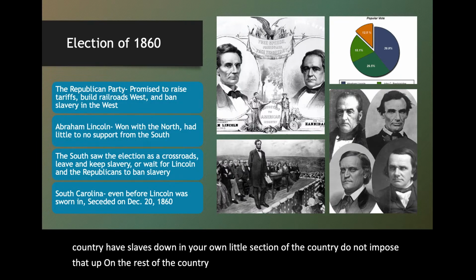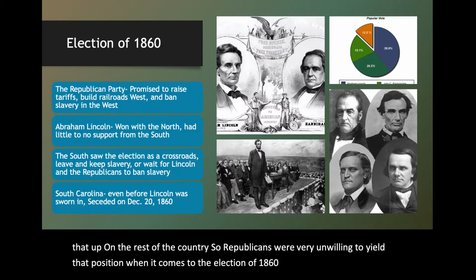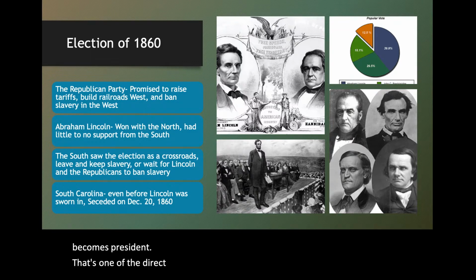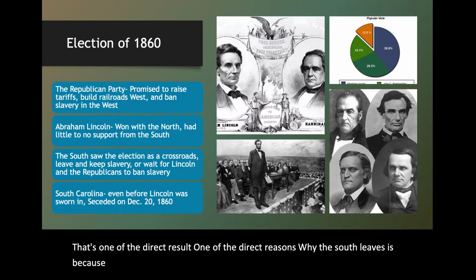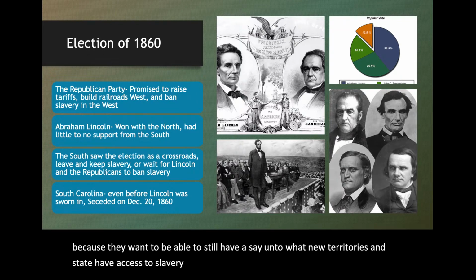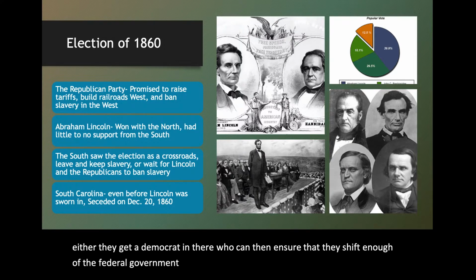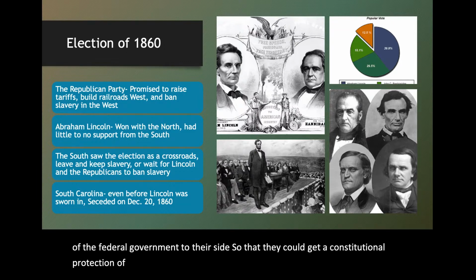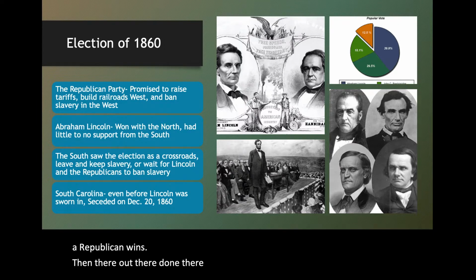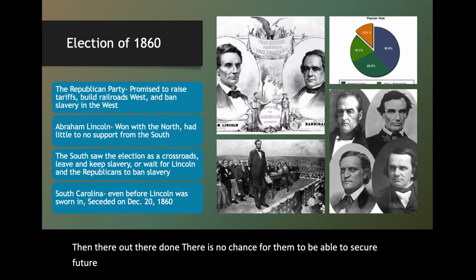So the Republicans were very unwilling to yield that position when it comes to the election of 1860, when Abraham Lincoln becomes president. That's one of the direct reasons why the South leaves, because they want to still have a say on what new territories and states have access to slavery. The South itself sees this as a pivotal moment. Either they get a Democrat in there who can ensure that they shift enough of the federal government to their side so that they could get a constitutional protection of slavery. If they could do that, then they could stay part of the Union. If a Republican wins, then they're out. They're done. There is no chance for them to secure future political victories that would allow them to enshrine slavery into the Constitution of the United States.